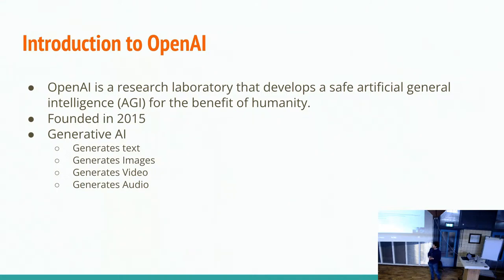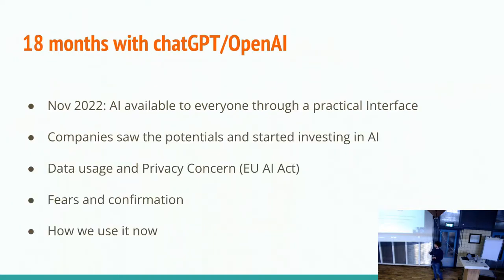So OpenAI is a research laboratory that develops and maintains safe digital general intelligence. And they created their own generative AI, where we can generate text, images, video, and audio. So 18 months have passed since ChatGPT was released. Now there is an application, a UI where the user can ask questions to the artificial intelligence. Everyone started loving it, playing with it, asking questions, generating content. So companies saw the potential.